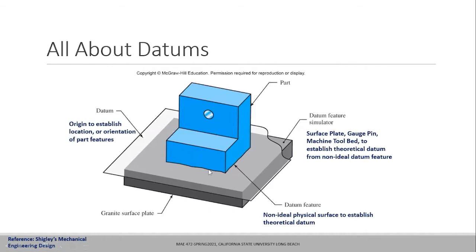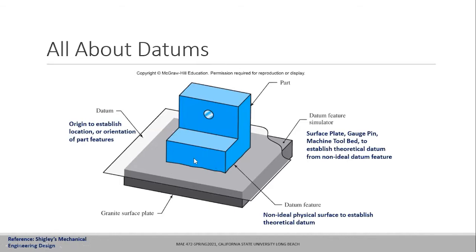I'm talking about the bottom surface as one of the physical surfaces, which is obviously non-ideal, which is not theoretically flat and very smooth with no roughness. So it is basically non-ideal. That is why I said non-ideal physical surface. It has to be a physical surface. It is not a theoretical context or concept. It is a physical surface which is used to establish the datum.